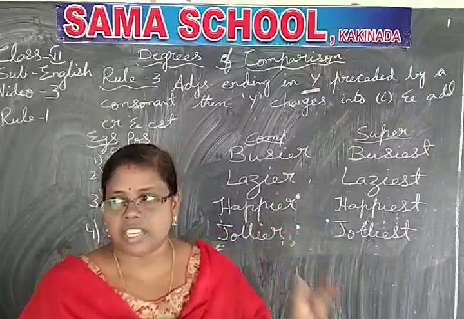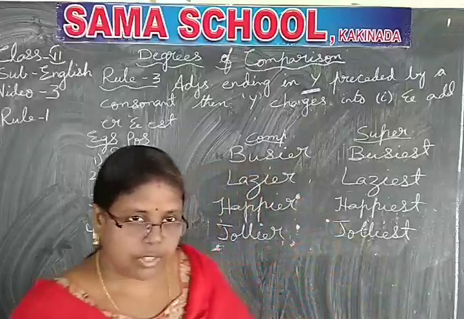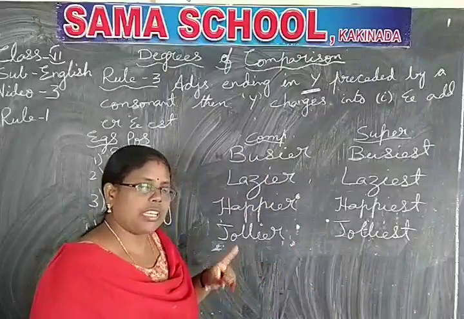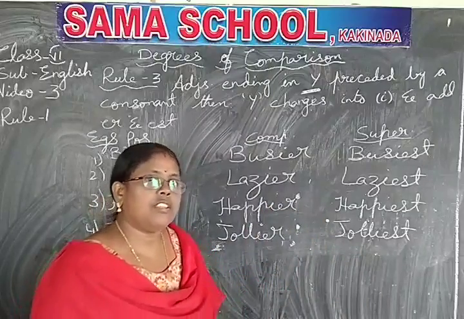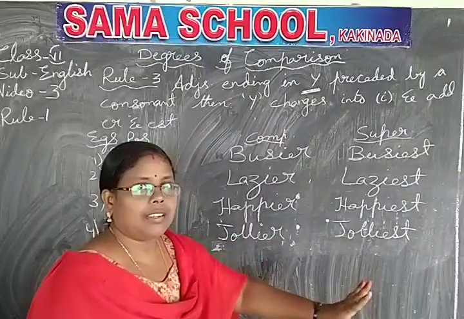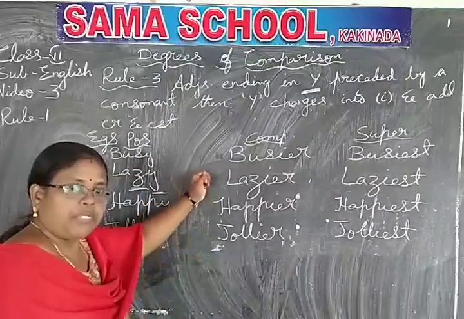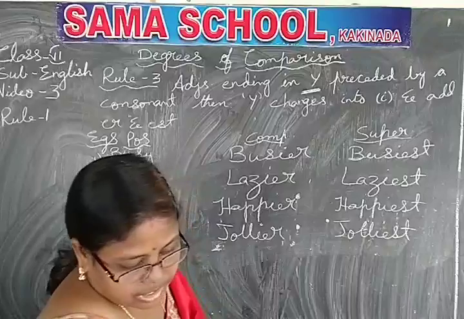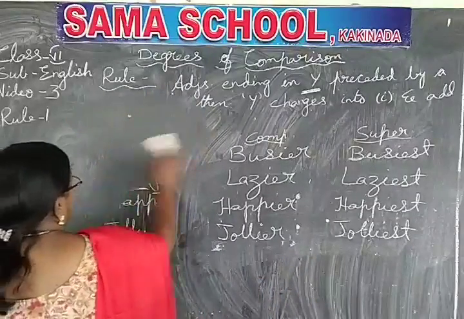First rule, second rule, and the third rule we could finish now. Now we have 7 rules totally. And after that, few small tips you have to follow, and you'll be perfect in degrees of comparison. So third rule, is it clear? Yes. Now let me go to the fourth rule. Rule number 4.